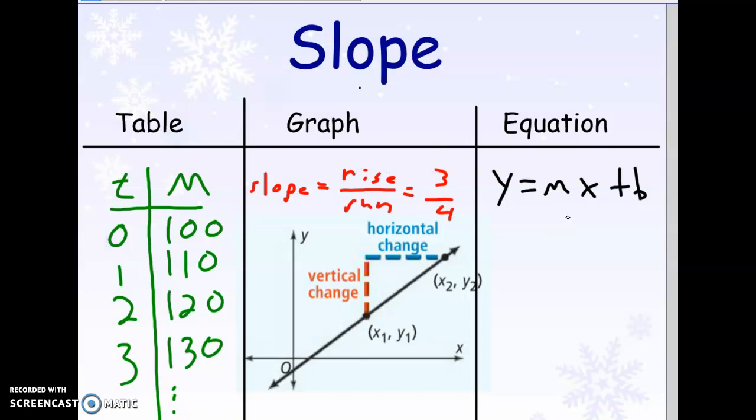Okay, over in equation world, slope is just a value in the equation. So this is a linear equation, a straight line, and the number that's paired with x, whatever is right there, ends up being the slope, the steepness of the graph.